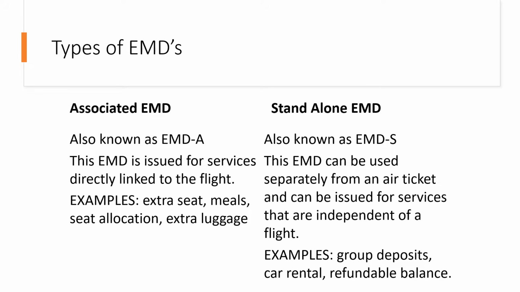for the obese individual. And then EMDS is a standalone EMD which is issued separately from the ticket, which means it is not linked, it is independent. What do we mean by that? Typical examples are car rental and group deposit. We do understand that car rentals have nothing to do with the actual flight, neither do group deposits or refunds.